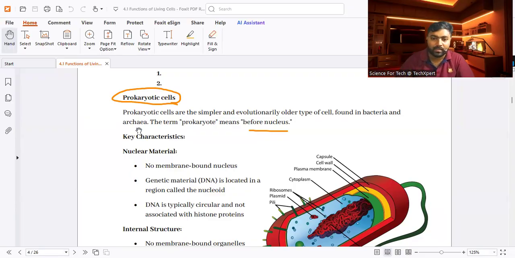And remember, I told you this is the very first living cell in this world, and actually that is the simpler and evolutionarily older type, found in bacteria and archaea. Prokaryote means before nucleus. Can you highlight these terms?